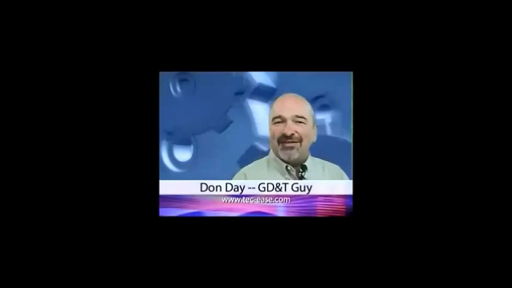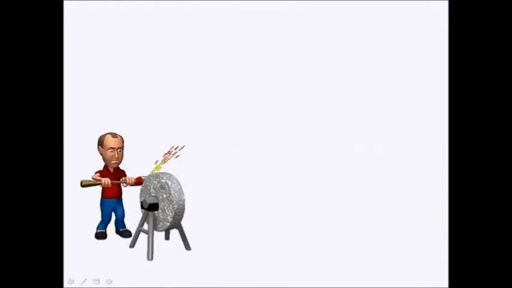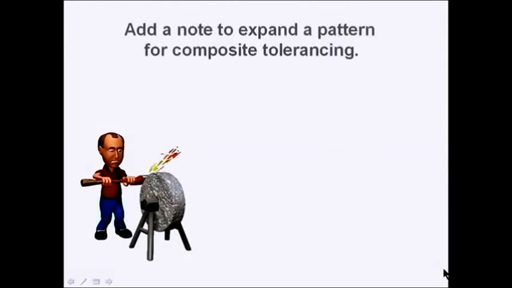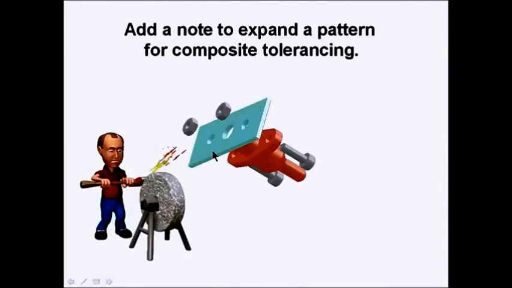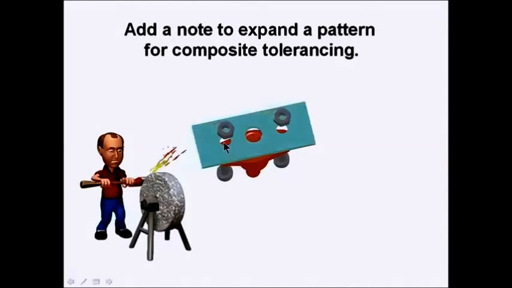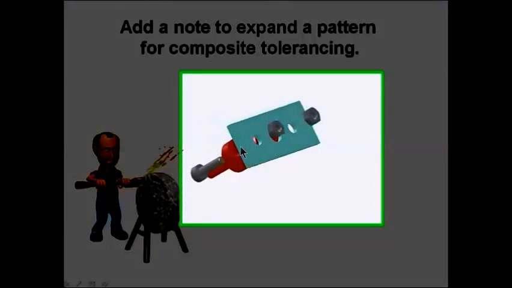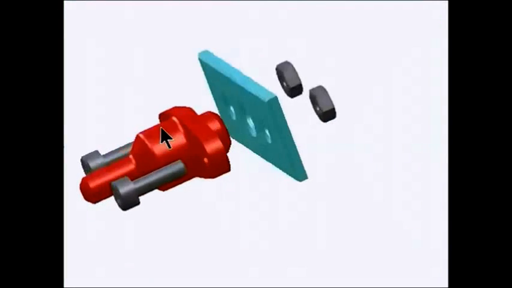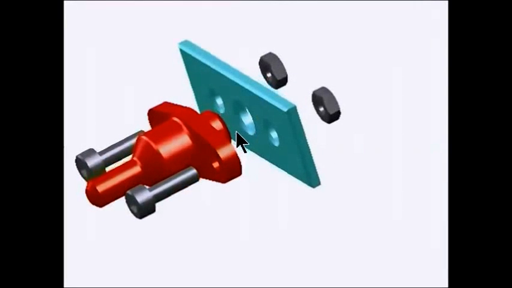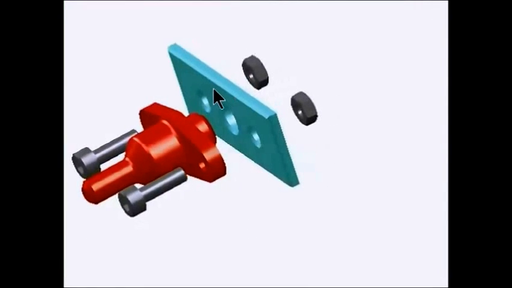Mike Wright, a senior quality engineer for Atom Aircraft, suggested the topic for this month's tip. Here's a tip that should sharpen your geometric tolerancing skills. The title is Add a Note to Expand a Pattern for Composite Tolerancing. On this plate, I would like to control these three holes as a pattern. The connector pilots on the larger diameter, and then the two smaller holes are for fasteners.